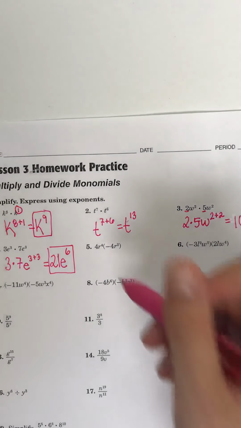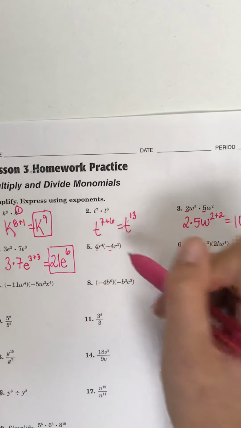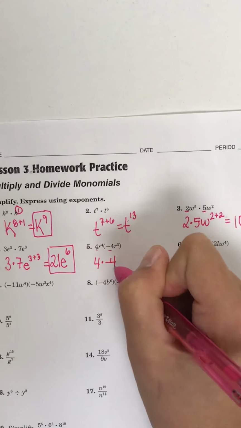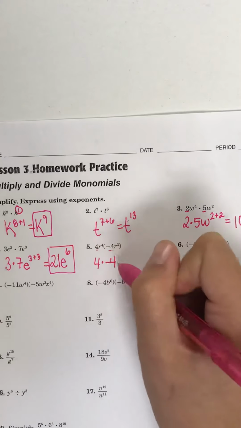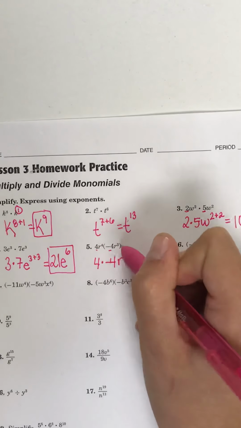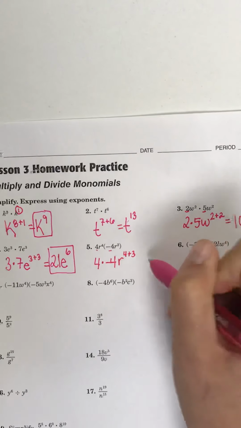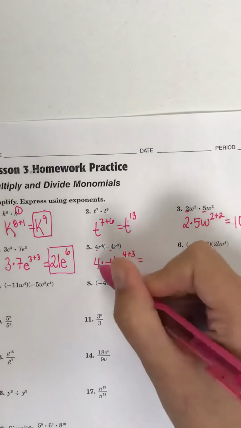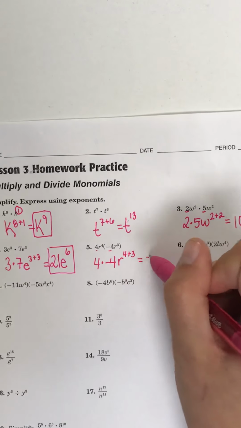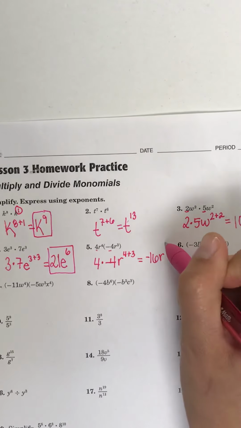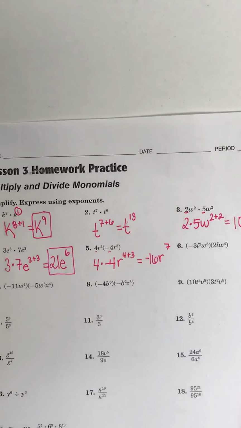If you look at question number 5, my coefficients are a 4 and a negative 4. So I'm going to multiply those together first. And then I'm going to take my r's and I'm going to add their exponents. That's a 4 plus a 3. And now I can simplify. 4 times negative 4 is negative 16. Bring the r over. 4 plus 3 is 7.